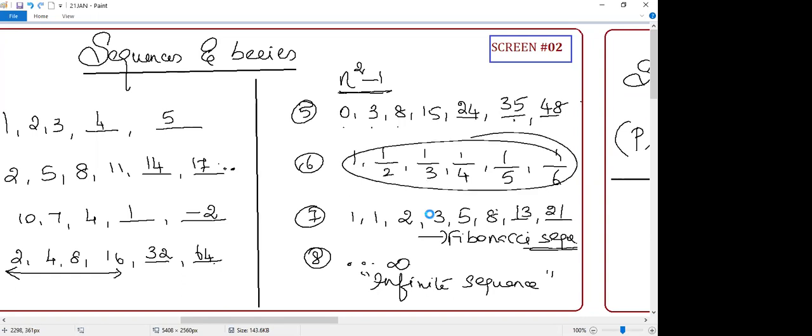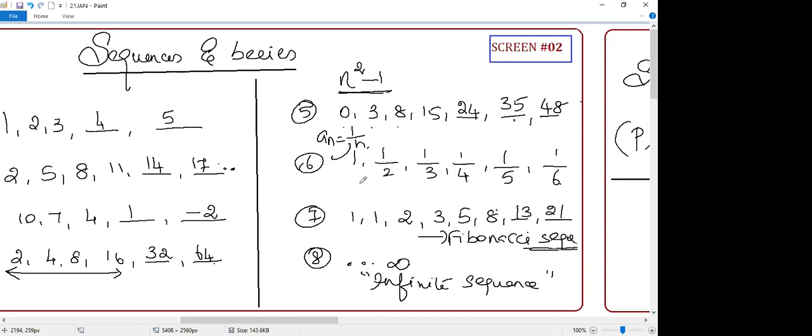The sixth one. An equal to what? Anyone? 1 by n, student. That's all. Correct or not? Correct. An equal to 1 by n. So instead of n, 1 by 1, then 2, then 3. So the numerator 1 is fixed, but the denominator is differing, n is 1, 2, 3. Clear or not? So writing the general term is not something with a common teaching.